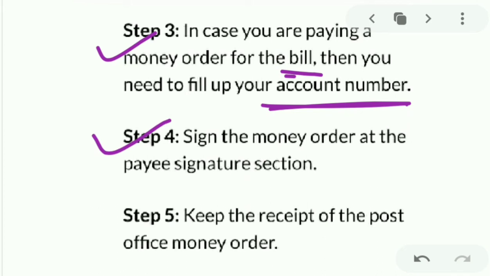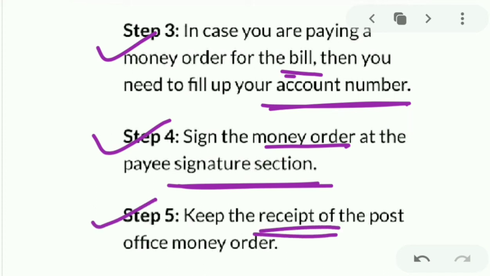Step 4, sign the money order at the pay signature section. You need to sign here. These are your signatures. Step 5, keep the receipt. Step 5 is keep the receipt of the post office.